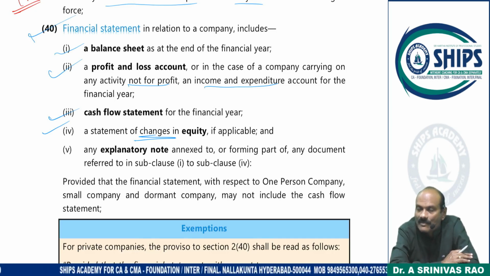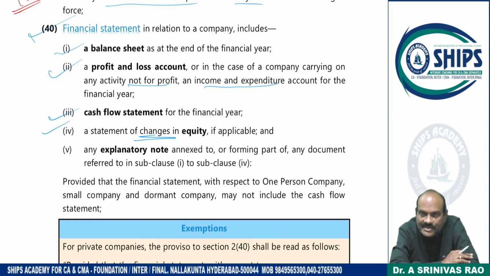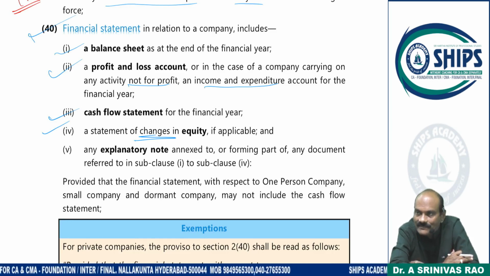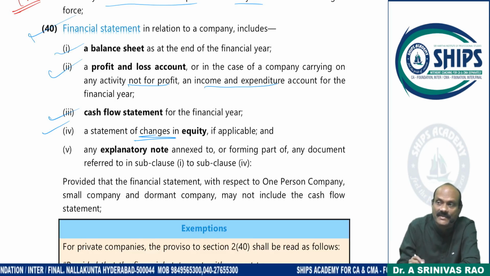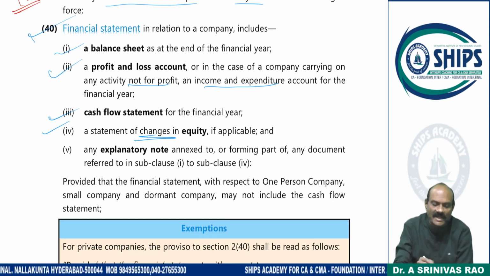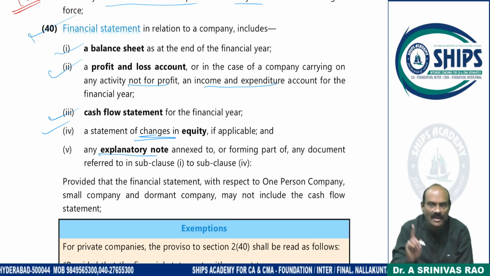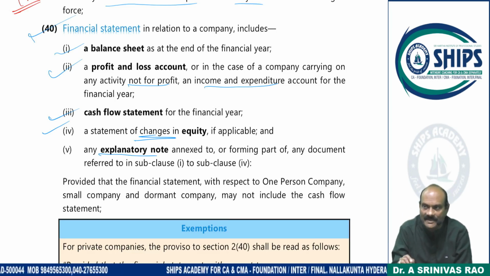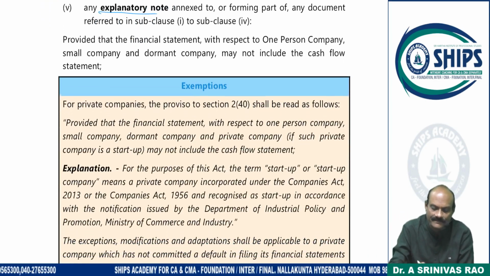Some people promote the company, create an artificial boom in the market, encash, and they may disappear from the market. The investors are the losers. Thereby, SEBI imposed this conditional statement of change in equity held by them. You have to reveal it. And any explanatory note: whenever you pass a special resolution, I told you explanatory statements are compulsory, with detailed clarification of why this resolution is being passed.